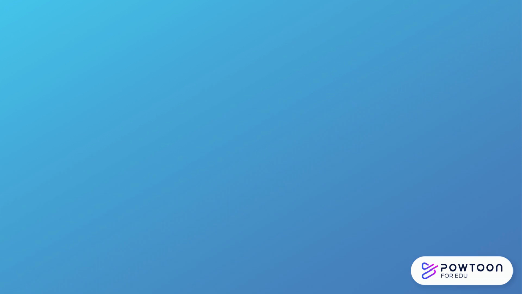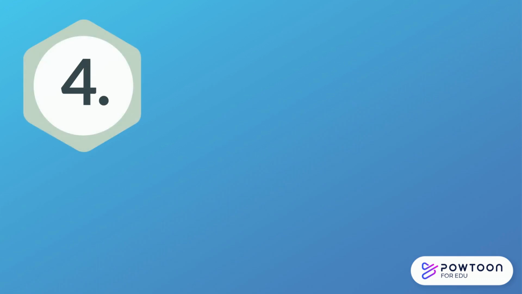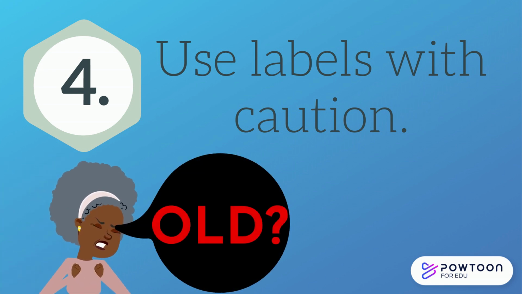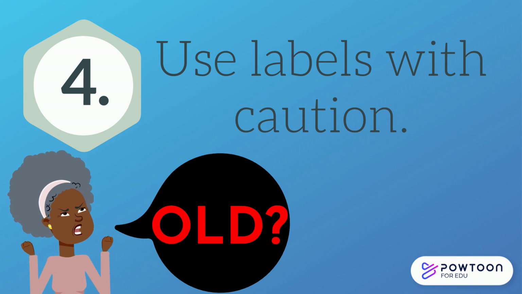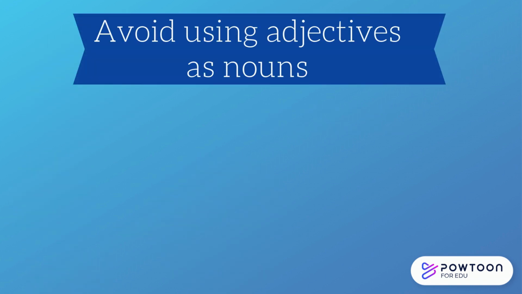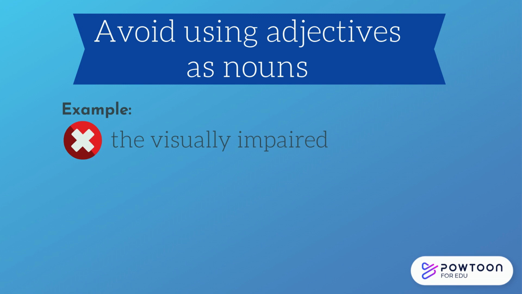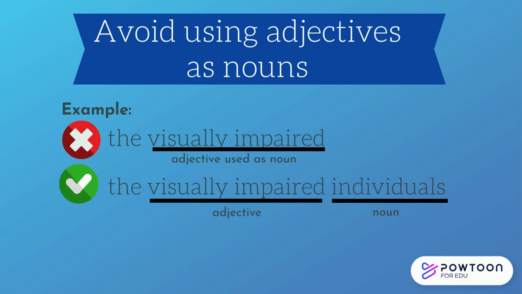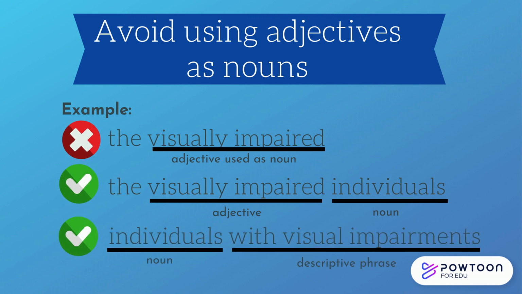In a similar vein, APA also cautions us on how we use labels. As we saw earlier with the adjective old, words often have unintended, deeper meanings. APA recommends avoiding the use of adjectives as nouns like the visually impaired. Instead, use the adjectives as adjectives like the visually impaired individuals. Alternatively, you could use descriptive phrases like people with visual impairments.